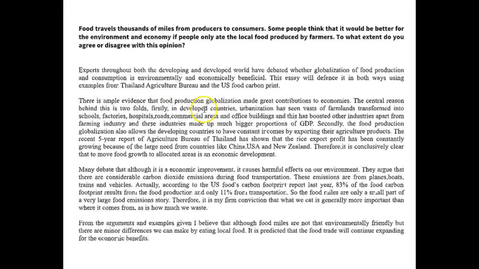First, the comma, in developed countries, urbanization has seen vast expanses of farmland or vast acres of farmland transformed into schools, factories, hospitals, roads, commercial areas, and office buildings. And this has boosted other industries apart from the farming industry. And these industries made up much bigger portions of the GDP.